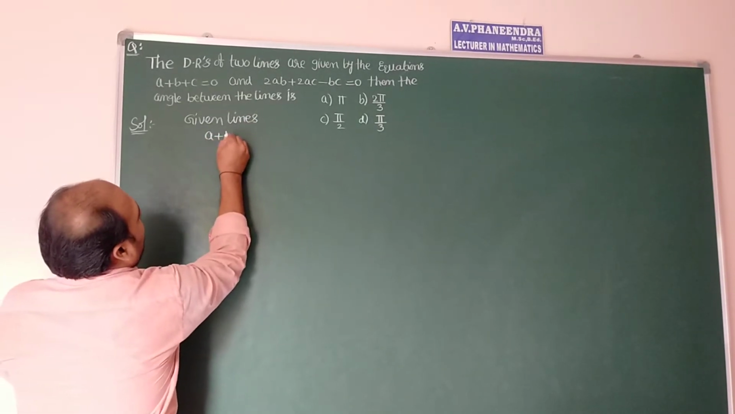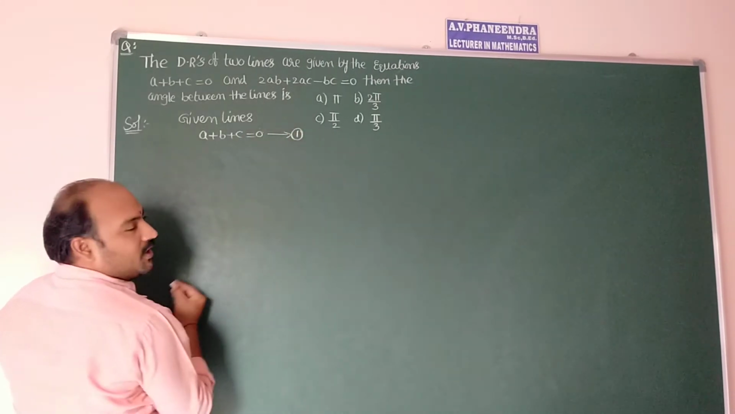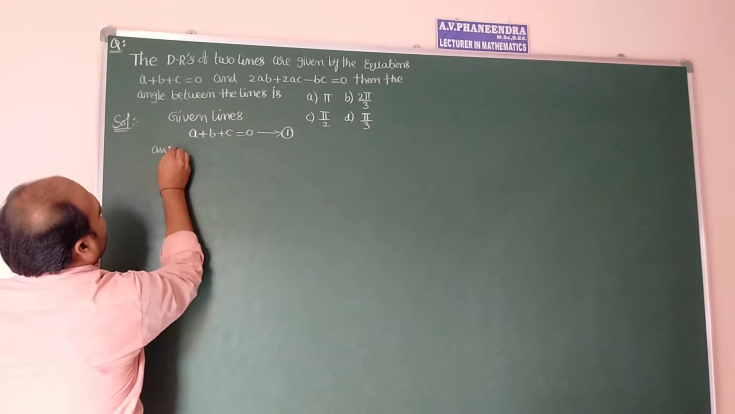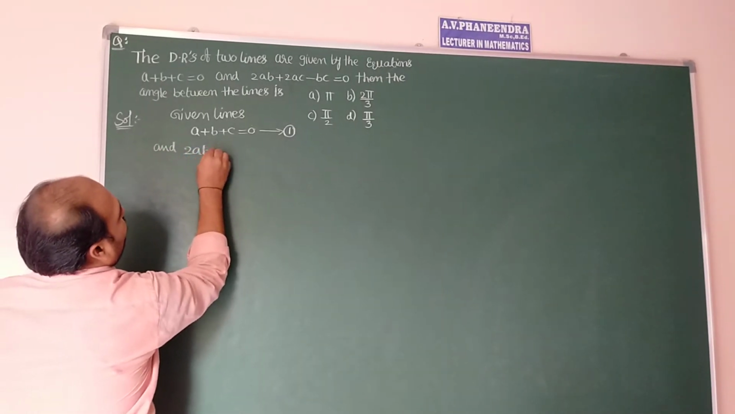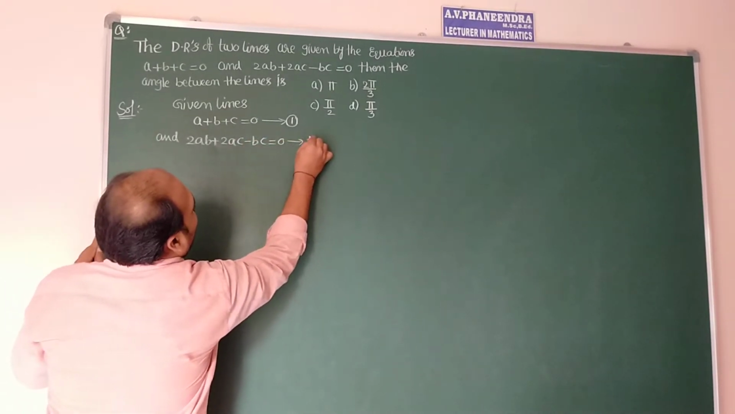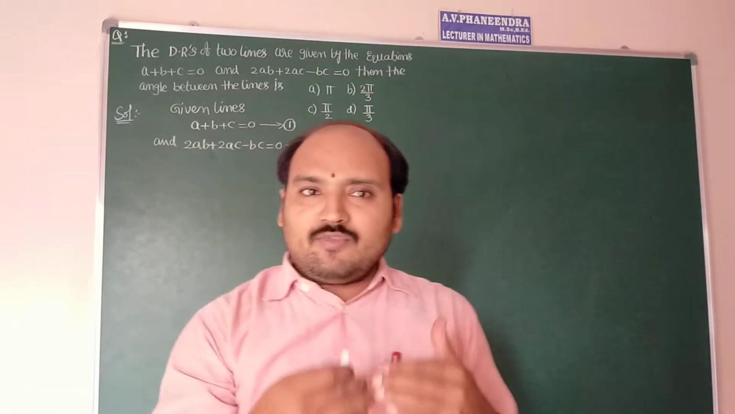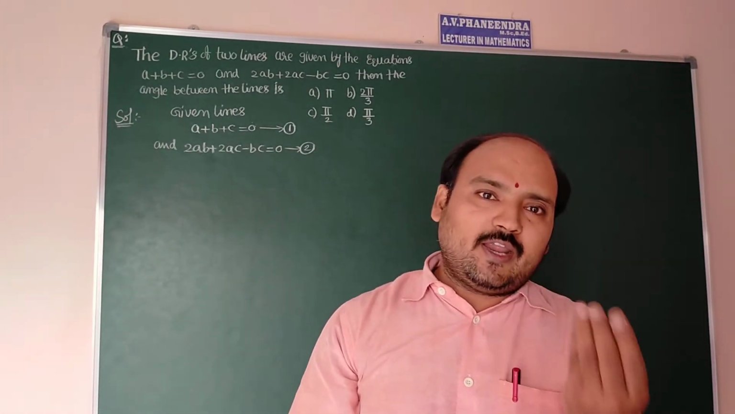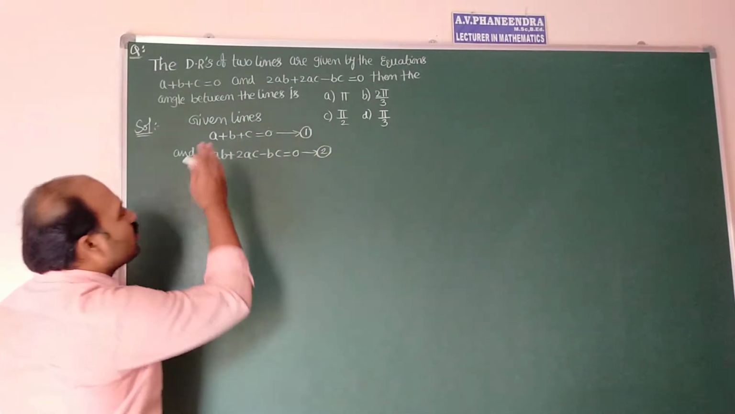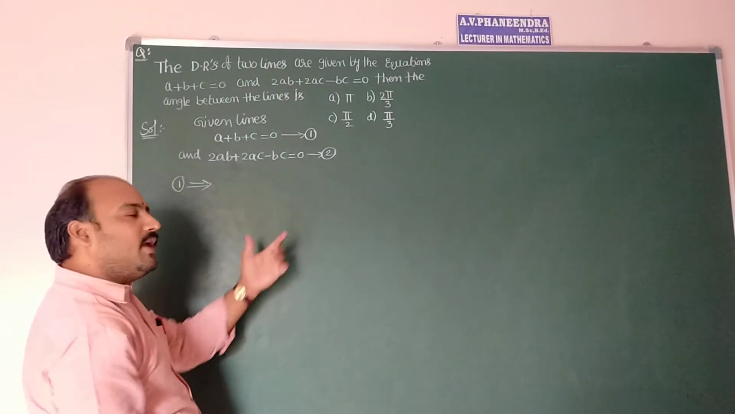The given relations: a plus b plus c equal to 0, keep that as equation number 1. The second equation is 2ab plus 2ac minus bc equal to 0. How to do these types of problems: from any one of the equations, make either a, b or c the subject and substitute in the rest of the equation. So better to take the first equation, and from it I am making a the subject.